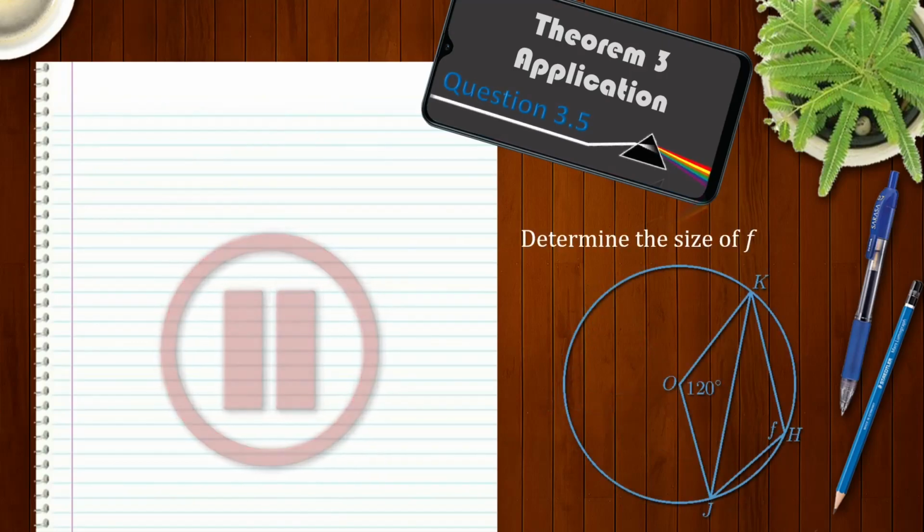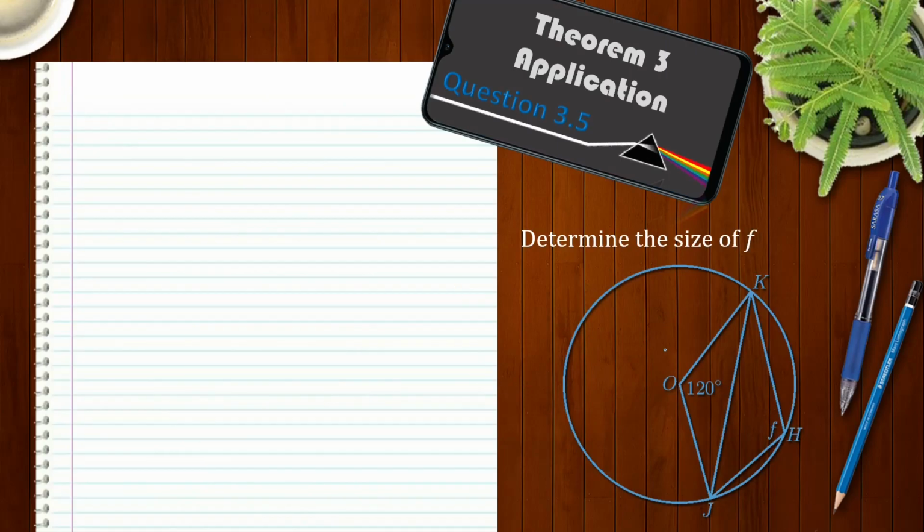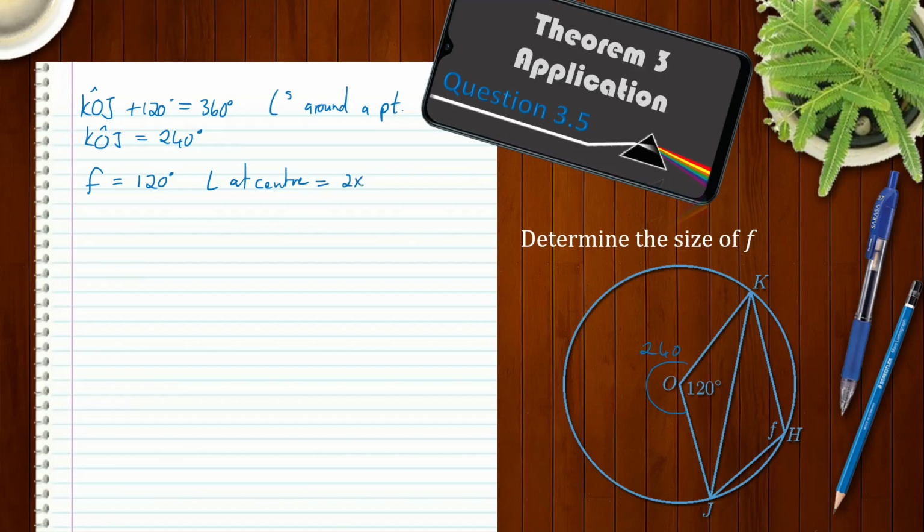Right, then for question 3.5, determine F. With F, if we have this angle over here, we know that this angle is double KHJ, or F. To find that angle, we can use angles around a point. So we can say that KOJ plus the 120 degrees is equal to 360 degrees. That's angles around a point. Then we solve for KOJ by saying it is 360 minus 120, so this is 240 degrees. If this is 240, we know that it's double F. So F is then equal to 120 degrees. And our reason is angle at center is equal to 2 times angle at circumference.